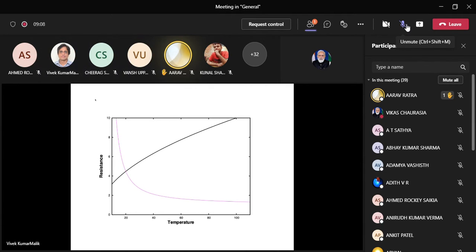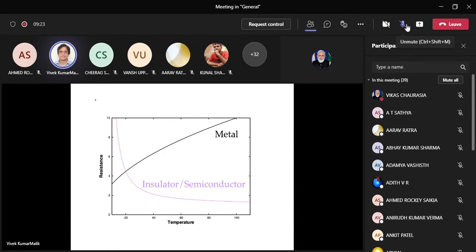Yes, sir. Okay. So this black line represents the metal, because the resistance or resistivity would decrease as a function of temperature if you decrease the temperature. But for an insulator or semiconductor, the resistance would increase if you decrease the temperature. Now you see the dependence is not the same. Both are non-linear, but there is a particular relationship for the metals as a function of temperature, and for the insulator that is completely different.